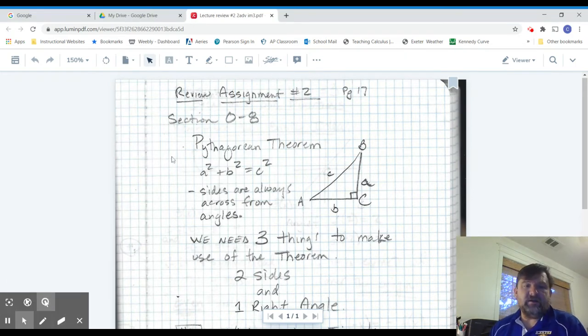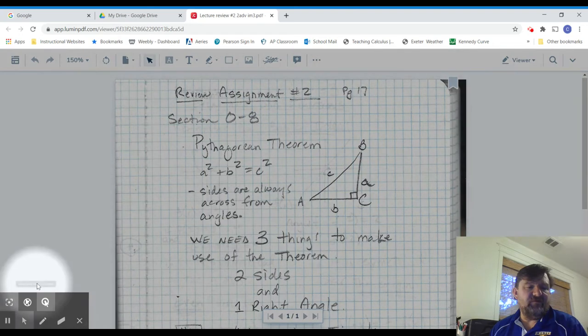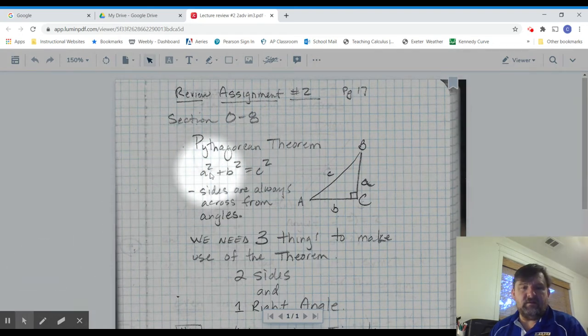So Pythagorean theorem, you guys are pretty well versed with this. A squared plus b squared equals c squared. Just remember there's a couple of key details. The sides are always across from the angles. In other words, a lot of people ask me, look at big letter, capital A. It is always across from the side that is labeled lowercase a.